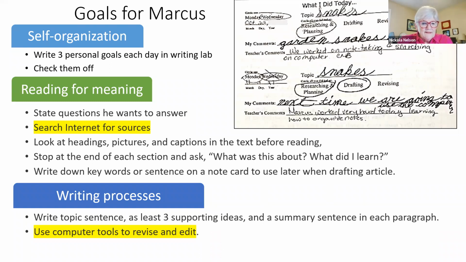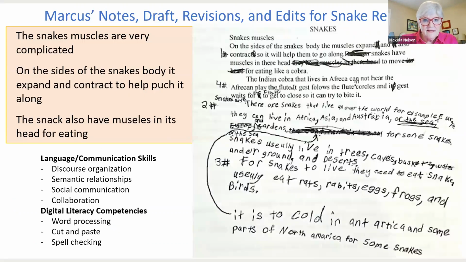During writing processes, he learned the goal was for him to be able to write a topic sentence with at least 3 supporting ideas and a summary sentence in each paragraph, and to use computer tools to revise and edit, including adding additional details if they weren't there. And this shows an example of some of the notes that he took in the pink box. The snake's muscles are very complicated. He hand wrote these notes, but I've transcribed them for you.